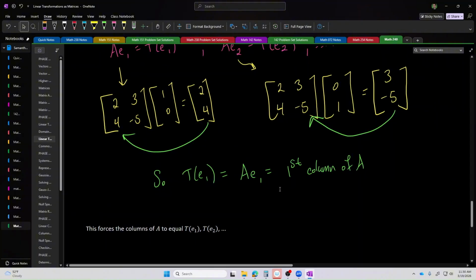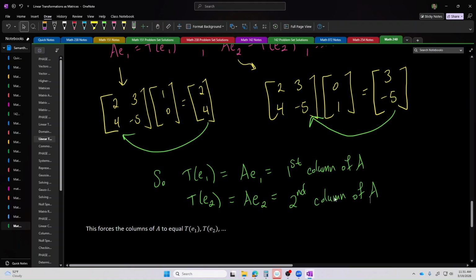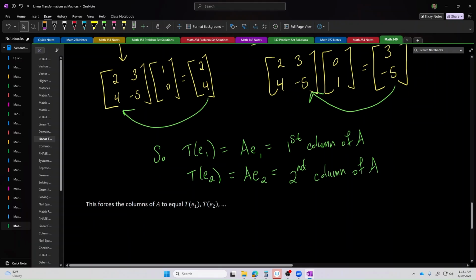And that's why we set the first column of A to be equal to whatever the transformation returns after we apply it to this first standard basis vector. Likewise, T applied to E2 must be the same thing as A multiplied by E2. And so that must be equal to the second column of A. And so that's how we decide that the second column of A should be filled in with whatever we get when we apply the transformation to the second standard basis vector.